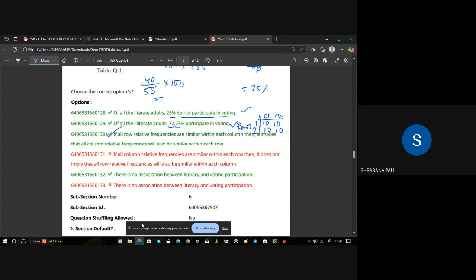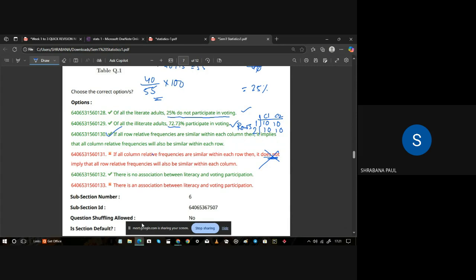But when column relative frequencies are similar within each row, it does not imply row relative frequency. This is true because it does not. So this option will be wrong. There is no association between literacy and voting participation.